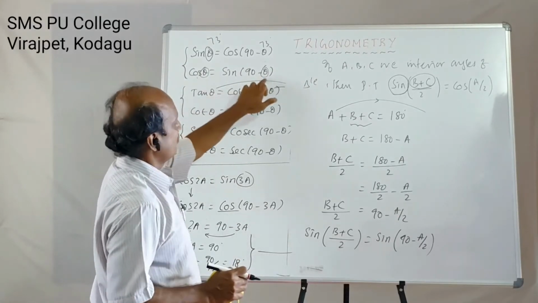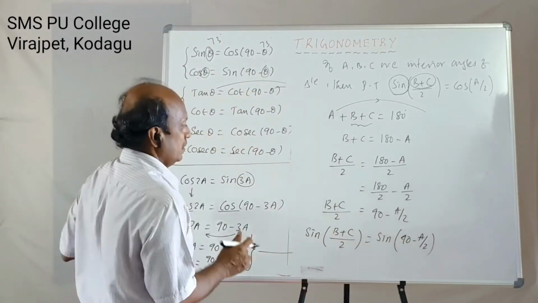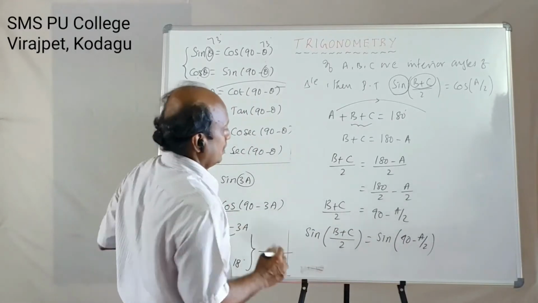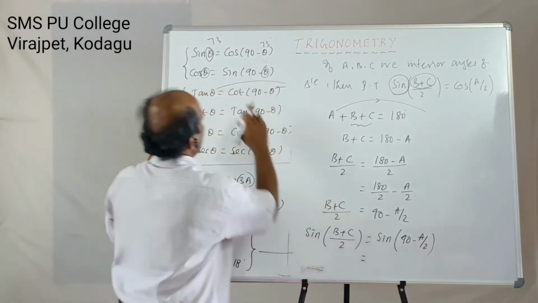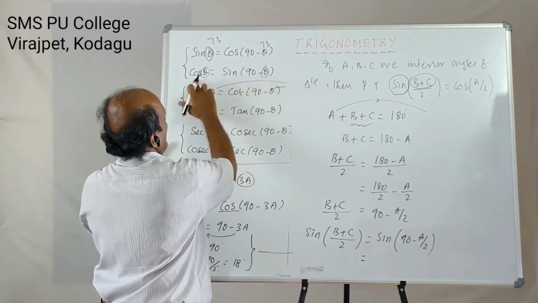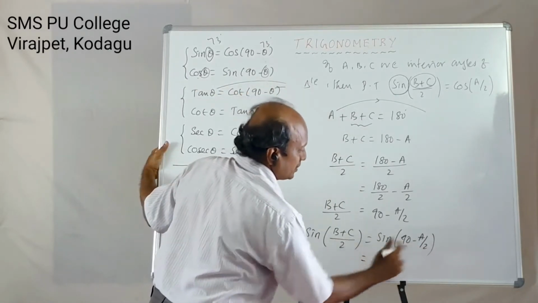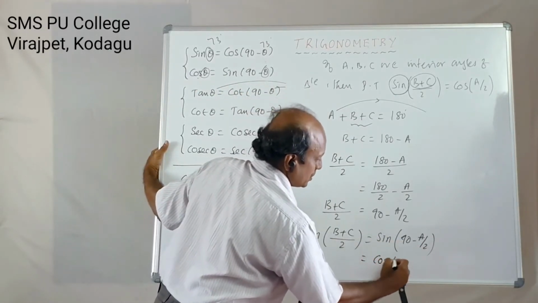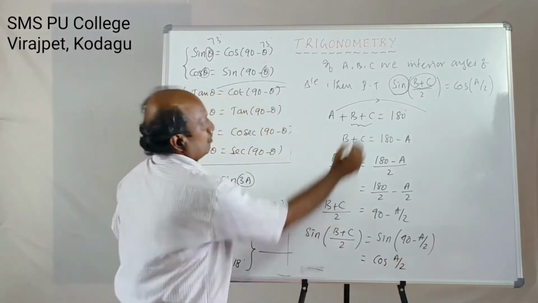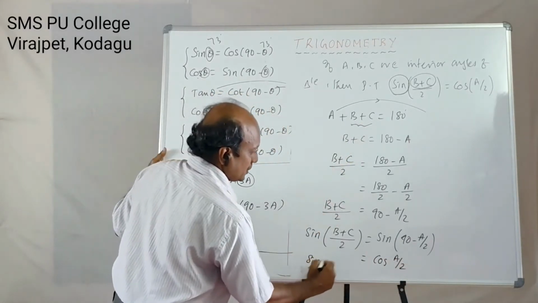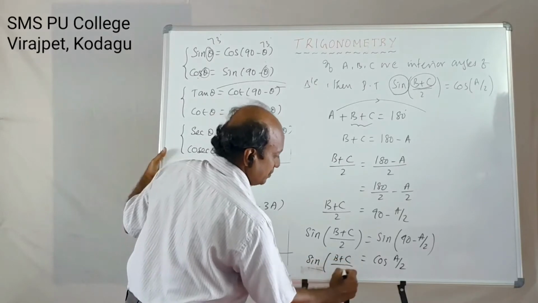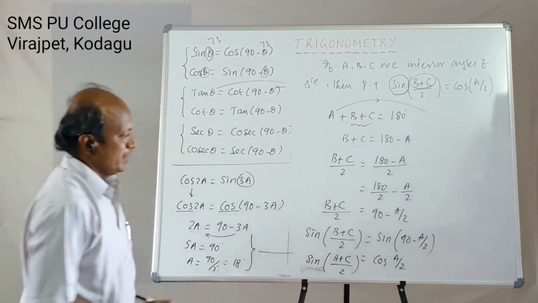Instead of theta, what is given here? A by 2 is given. Right. Therefore, what about sine of 90 minus theta, cos theta? Here sine of 90 minus A by 2, what will we get here? Cos A by 2. Now look at this, what you have to prove now? Sine of (B plus C) by 2 is equal to cos of A by 2.